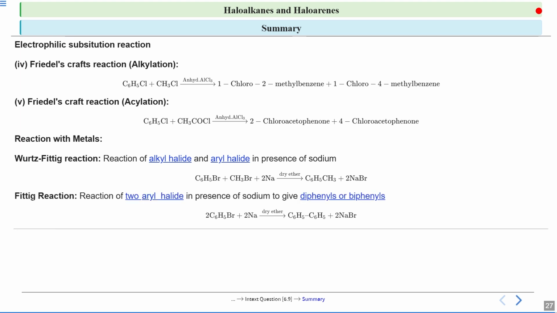Next type is the Fittig reaction, where two aryl halides react in the presence of sodium metal to give you diphenyl or biphenyl as your major product. So you can see you are taking two haloarene compounds and reacting them with sodium metal in the presence of dry ether, and getting diphenyl or biphenyl as your major product, plus 2 sodium bromide as the side product.